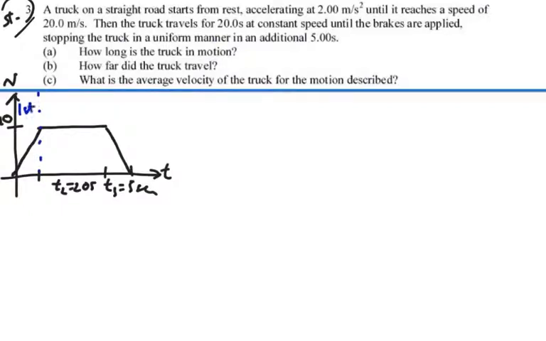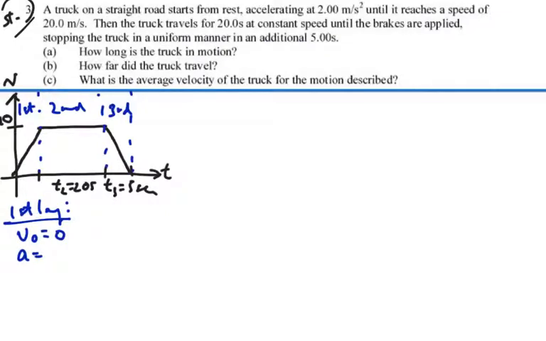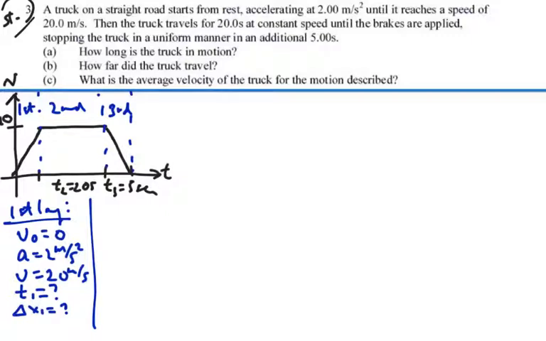We have a first leg, a second leg, and a third leg. And in this first leg of this journey, what do we know? We know that we start from rest, so our initial velocity was 0. We know our acceleration is 2 meters per second squared. We know that our final velocity is going to be 20. We don't know our time yet, and we don't know our displacement. But we have enough information to find these things.